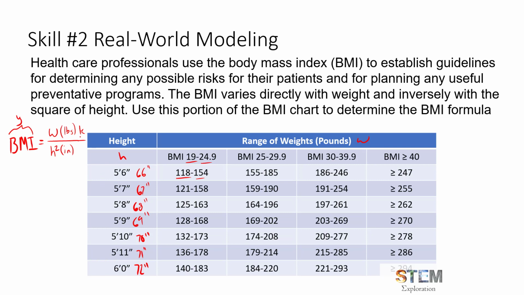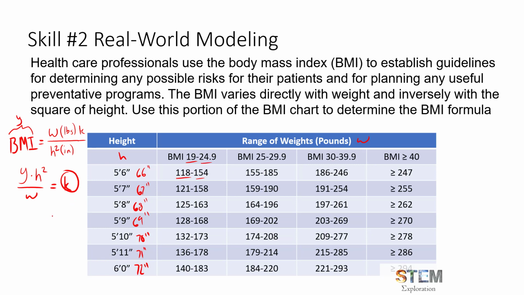So what I'm going to do is rearrange this equation so that it equals K. That means multiplying both sides by H squared and dividing both sides by W. So let's just leave Y as Y and multiply both sides by H squared, divide both sides by W, and this will equal the constant K. This is our constant of variation that we need to find in order to create the formula.